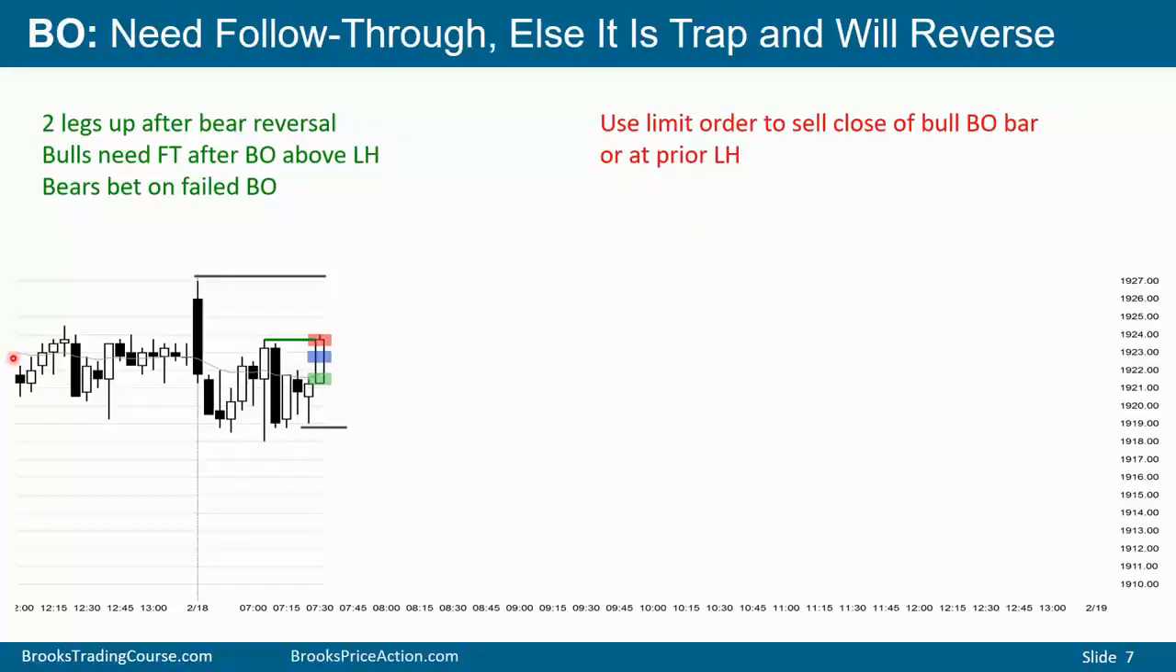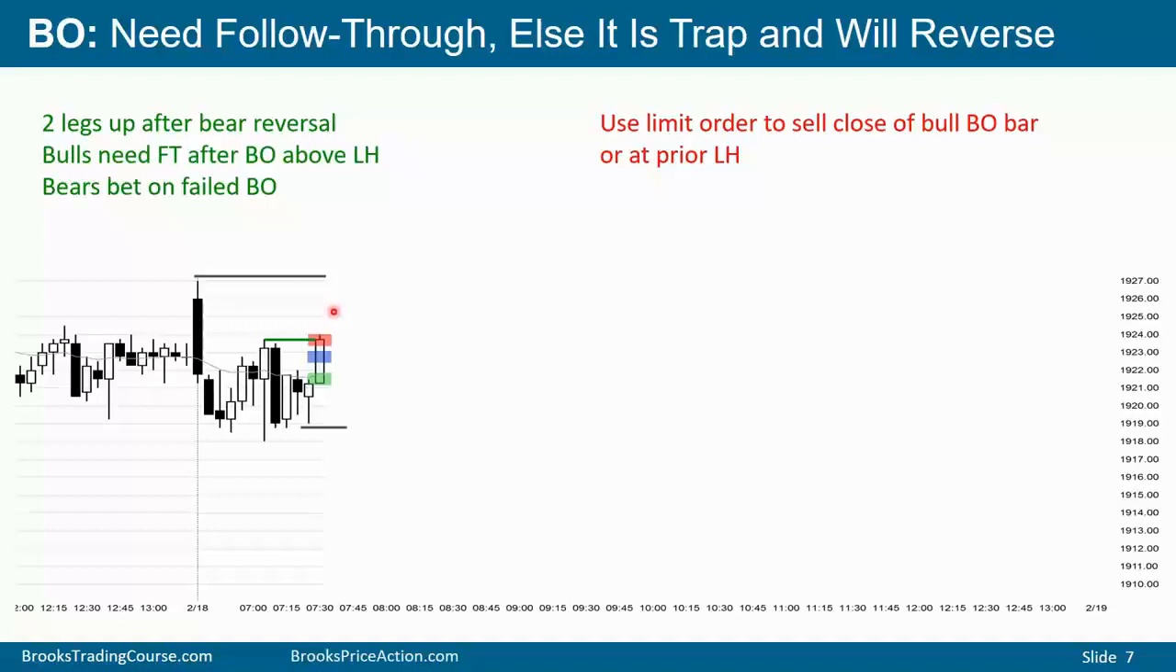Bulls need follow through. And until they get follow through, bears will bet the bulls will not get follow through, and therefore, whenever the bulls need one more bar, the bears will sell, betting that the bulls will not get that one more bar. For example, we have consecutive bull bars.